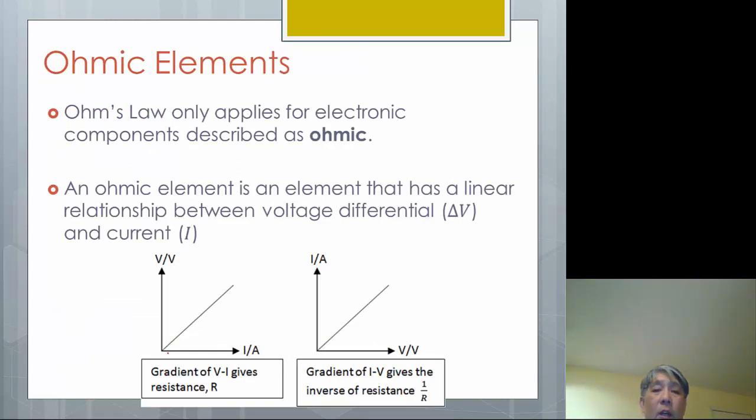So we talked about Ohm's law, but this law only applies for electronic components which are described as ohmic. The only thing about an ohmic element is that the voltage-current graph is linear. There are no curves in it. It's basically just a straight line, because R is going to be V over I. And so if R is going to be constant, then V over I, or the slope, must also be constant.